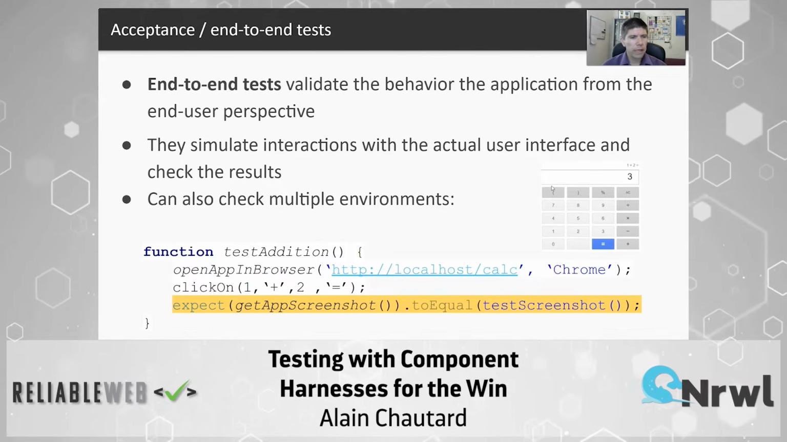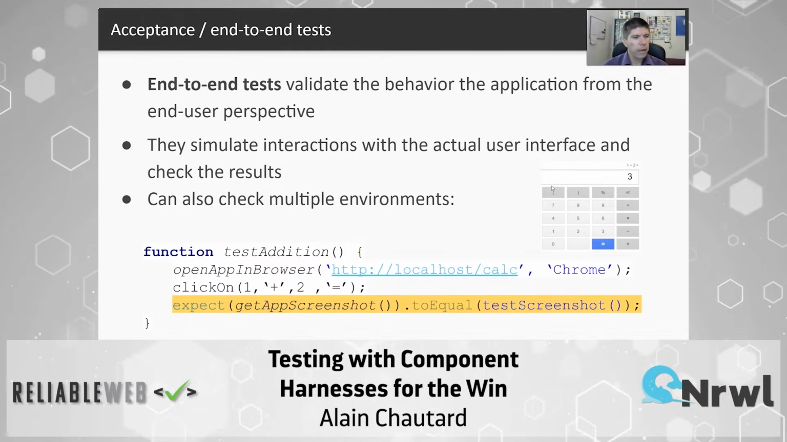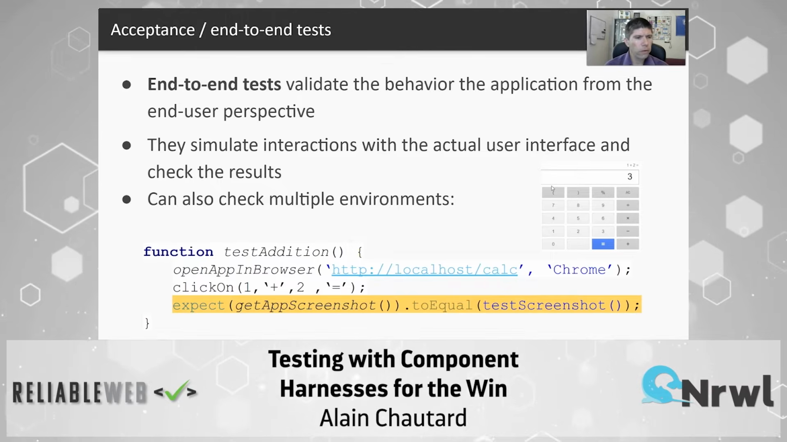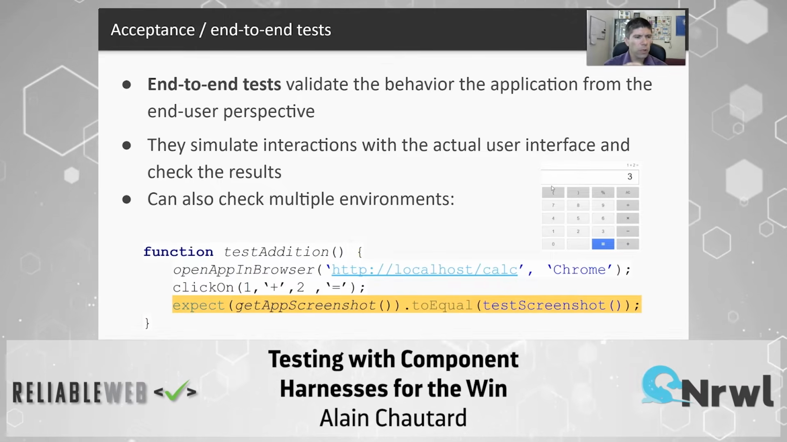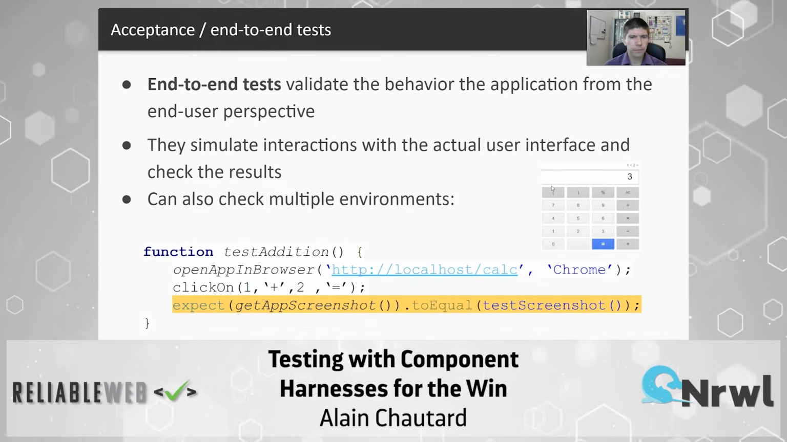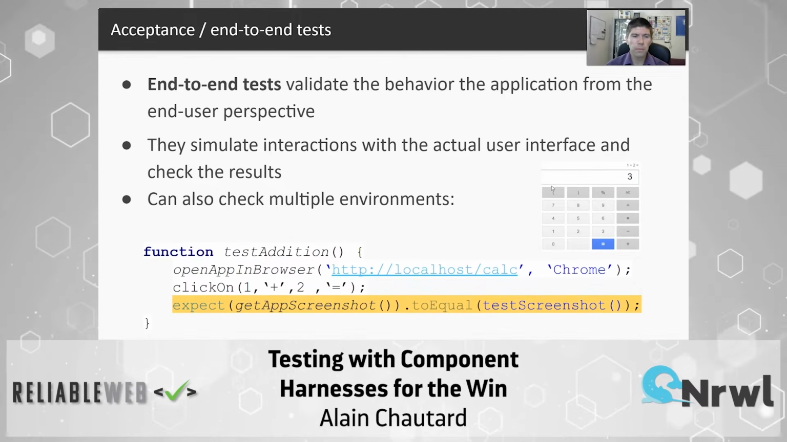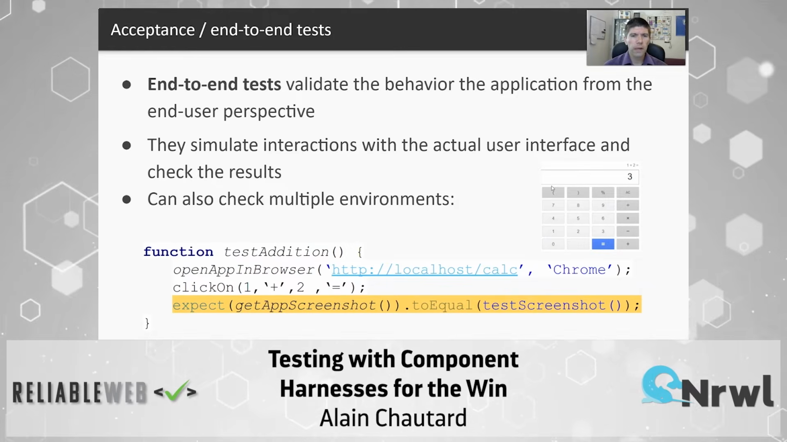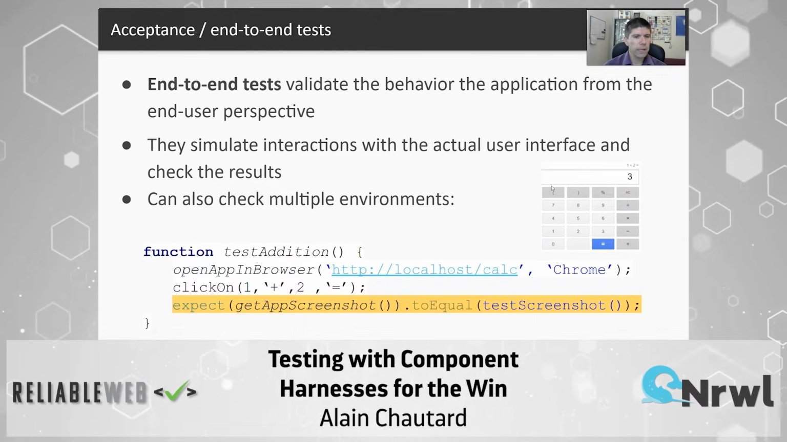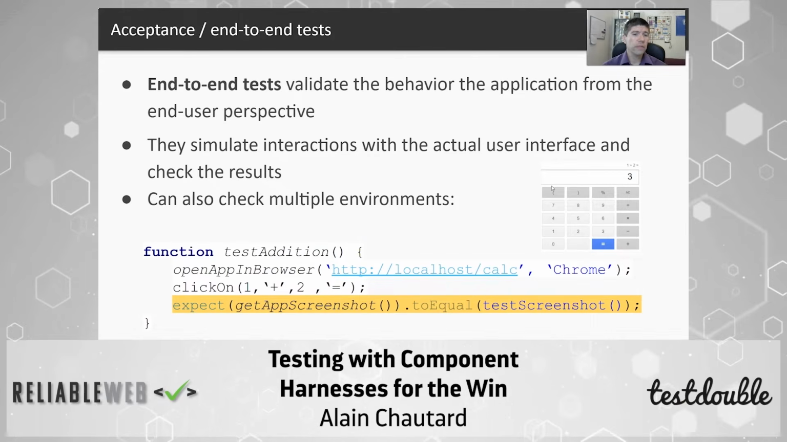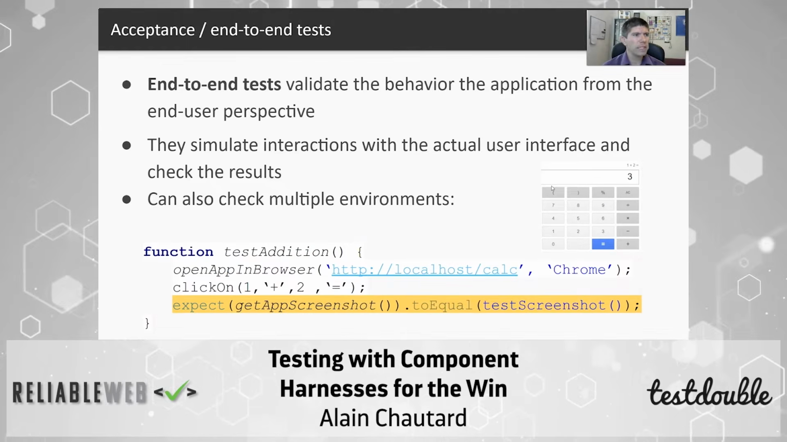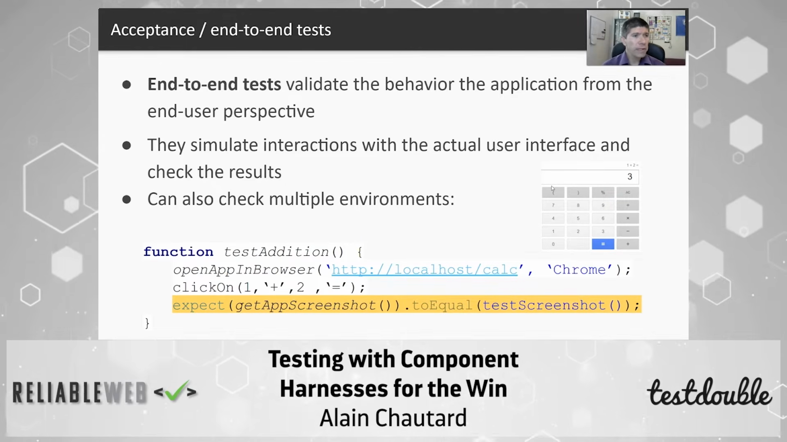So in my example test down here, I'm opening a web application in the Chrome browser. I'm clicking on 1 plus 2 and then equals, and then I'm expecting the result. For this one, I do a screenshot comparison, which is something available with some end-to-end testing libraries, making sure that the end result looks pixel perfect, really what we expect in the first place. So that's end-to-end testing.